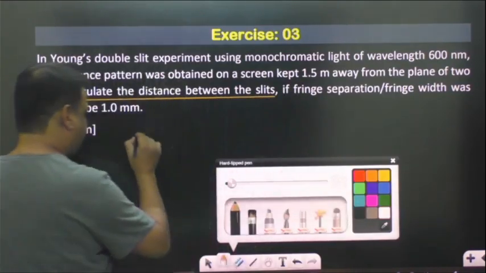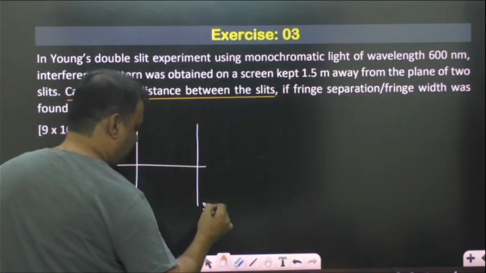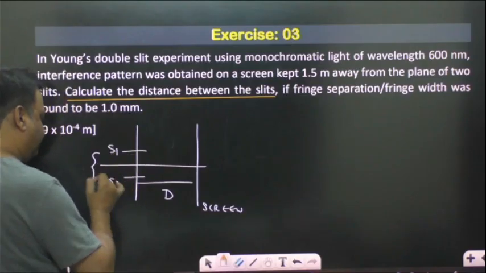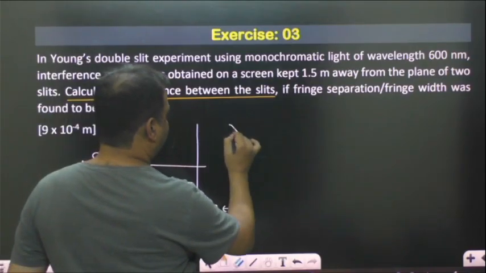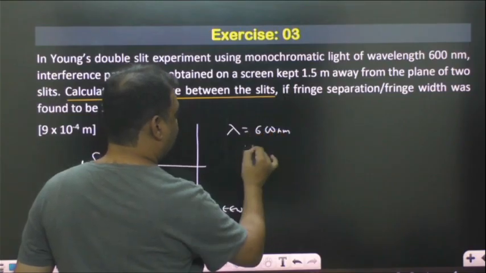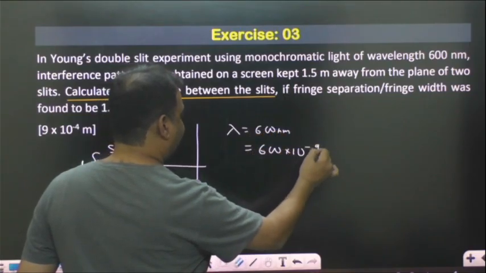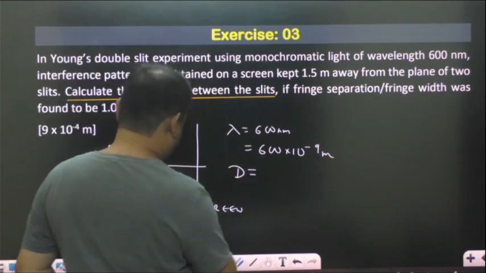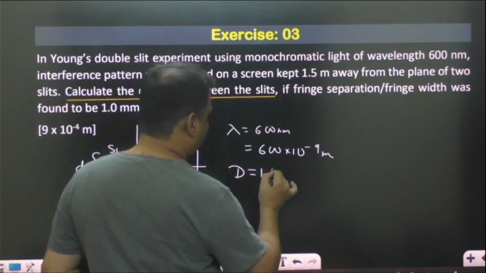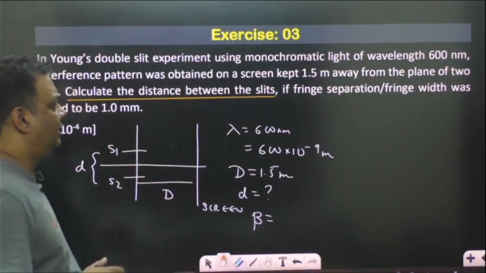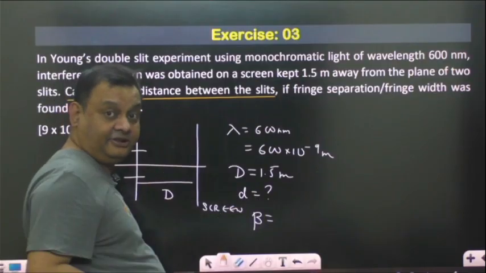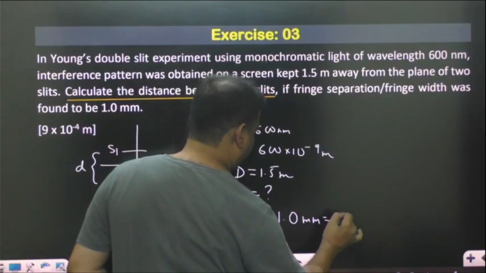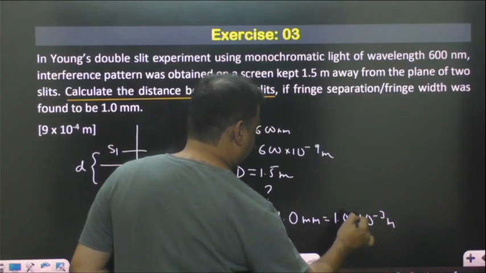So what are the given parameters? This is your screen, this is capital D, this is slit 1, this is slit 2, this is small d. We are given wavelength 600 nanometer, that is 600 into 10 power minus 9 meter, correct? Then we are given capital D, the distance of the screen from the slits, 1.5 meter, and the fringe width or fringe separation beta, that is 1 millimeter, that is 1 into 10 power minus 3 meter.